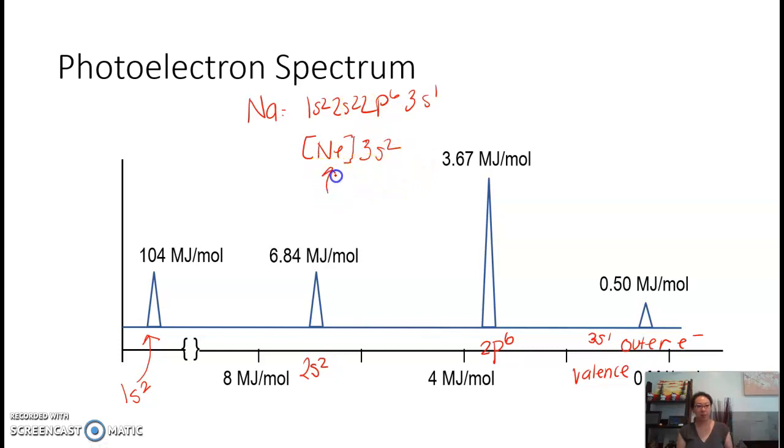So put neon in brackets and then put in that valence electron. Again, these are going to be your core electrons. These are going to be your outermost electrons, or your valence electrons. So this is how you would determine what element you've got.